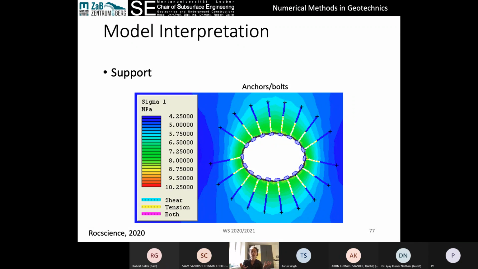So these are just a few of the most important things that we'll be looking at for our interpretation from both our material behavior and also interpreting our support.